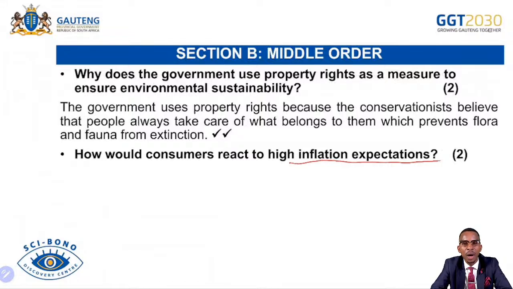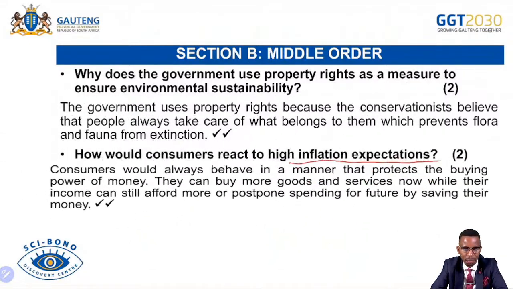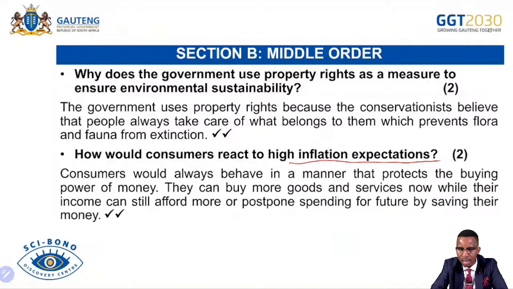gone down, while the money will still have more buying power, because as they spend during a high rate of inflation, they will be spending their money to afford fewer goods and services, because as inflation increases, the buying power of money declines. Consumers will always behave in a manner that protects the buying power of their money. They can buy more goods and services now while their income can still afford more. Or they can postpone the spending or consumption to the future by saving their money so that they can use it in the future while it can afford more goods and services.